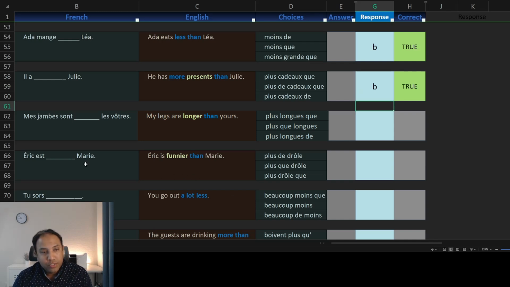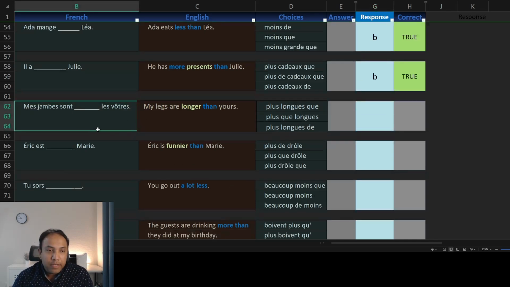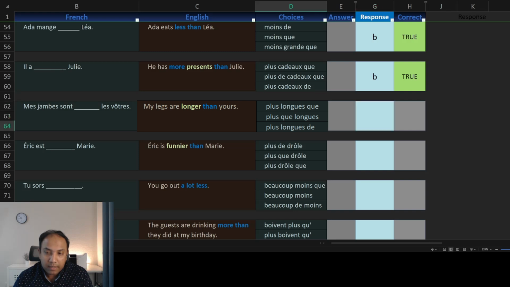Boom. Which is true. Mes jambes sont blank les vôtres. Longer than yours. So my legs are longer than yours. It's going to be plus longues que. This is not it, and this is not it. So I'm going to go with A, and that is correct. Mes jambes sont plus longues que les vôtres.